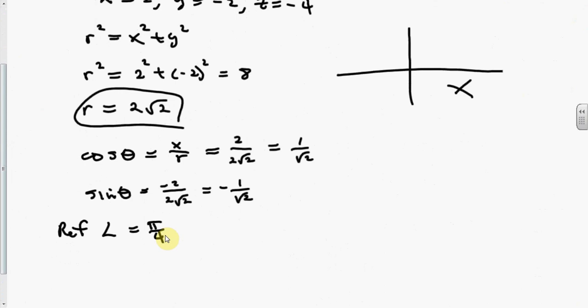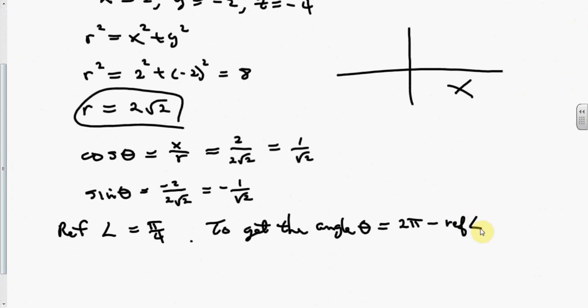If you're in the fourth quadrant, to get the angle theta, it's 2 pi minus the reference angle, right? So here, theta is 2 pi minus pi over 4, so we get 7 pi over 4.